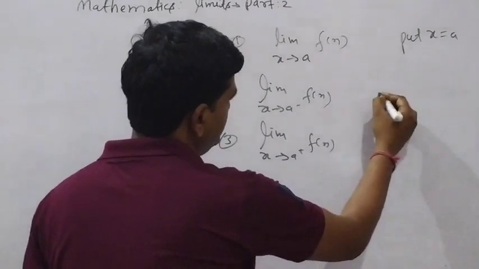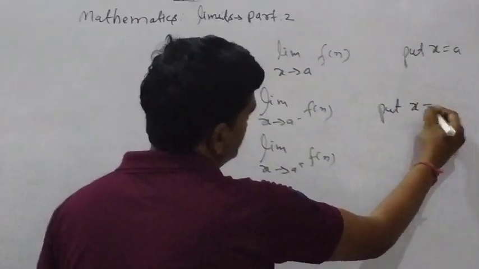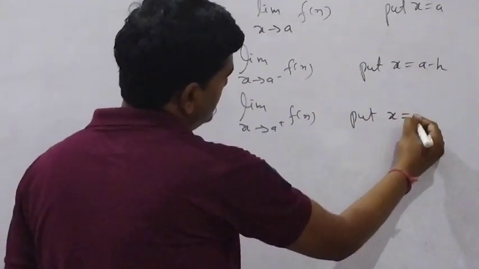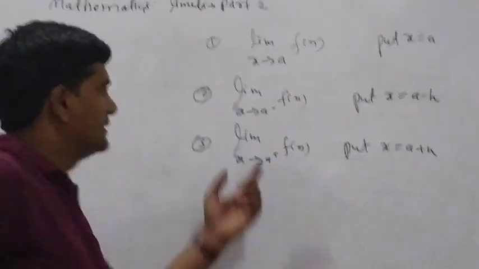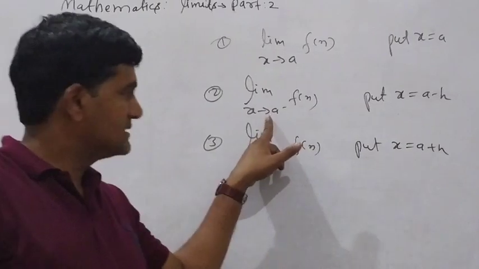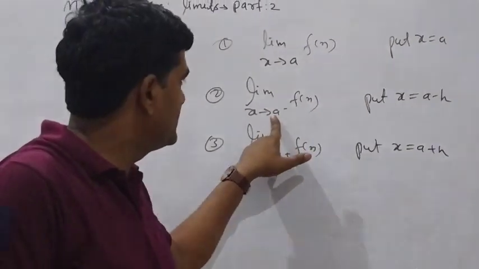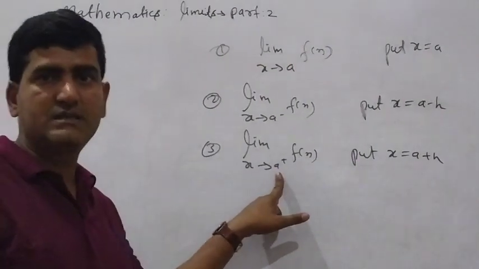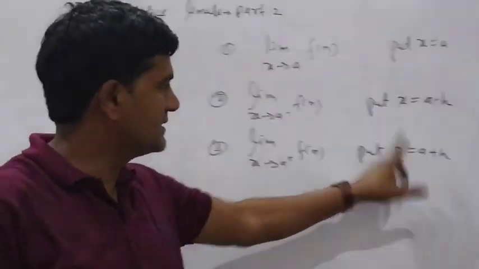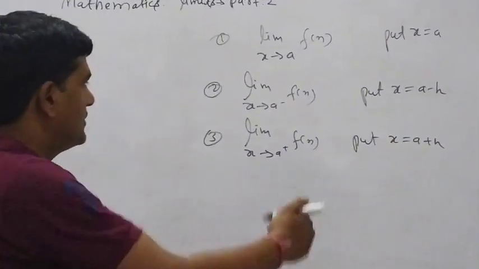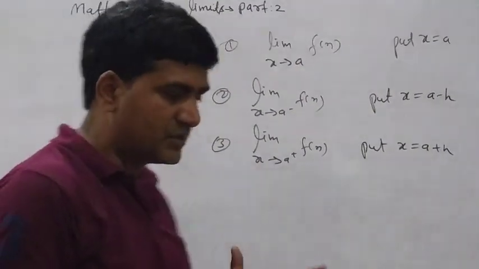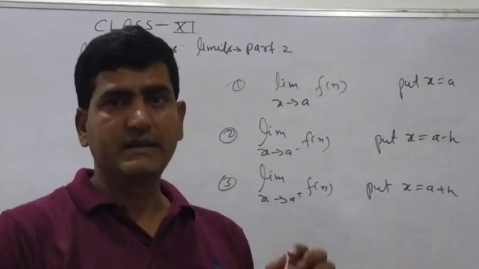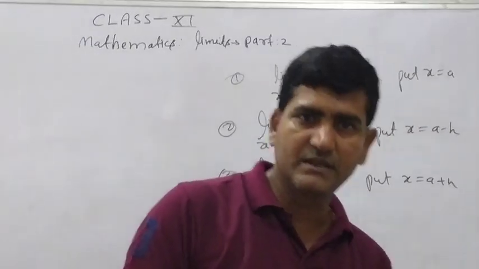Here put x is equal to a minus h, and here put x is equal to a plus h. x tends to a minus means this is the left hand limit. In the left hand limit, in the place of x we can put a minus h. x tends to a plus means in the place of x we can put a plus h. Now if we put the value of x, whatever is given, we will get the answer. How many types of answers will we get?